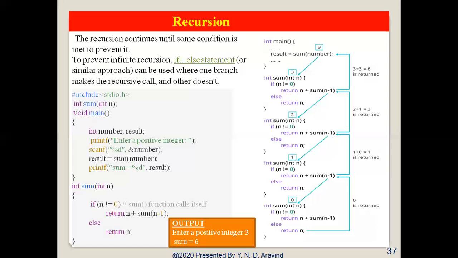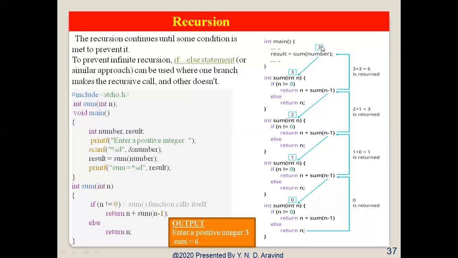So in this particular program, initially the sum function is declared, and the sum is called from the main function. So in the main function, I have called the sum function. The number is passed as an argument. Suppose the value of n inside the sum is 3. Suppose I have taken this number value as 3 in the main function.